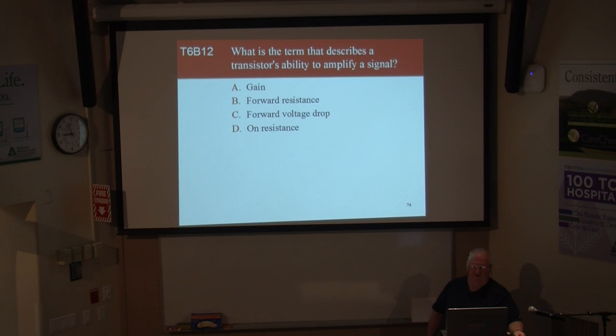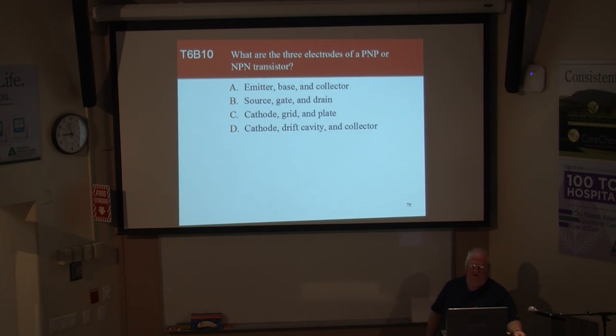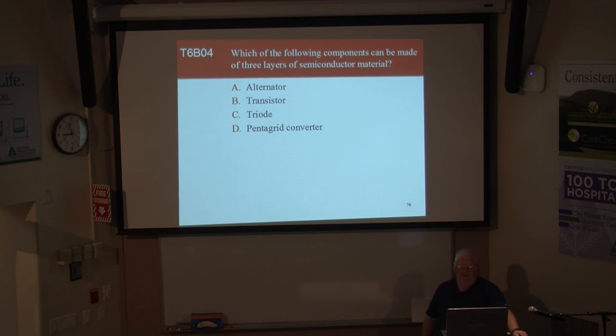What is the term used to describe a transistor's ability to amplify a signal? A is gain. What are the three electrodes of a PNP or NPN transistor? All right, transistors have the emitter, the base, and the collector. So, which of the following components can be made of three layers of semiconductor material? That's the transistor again.